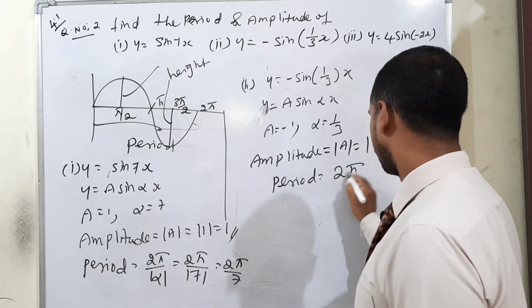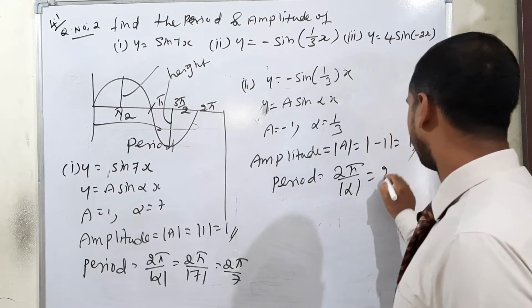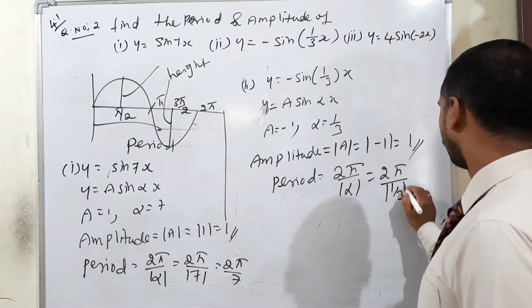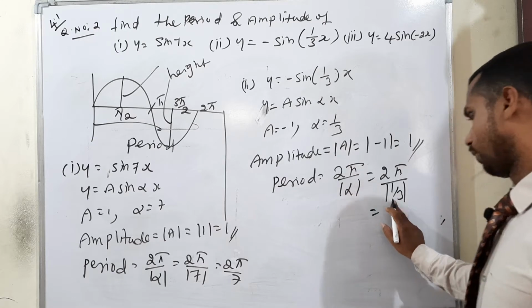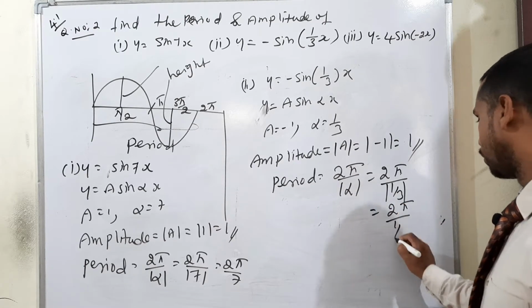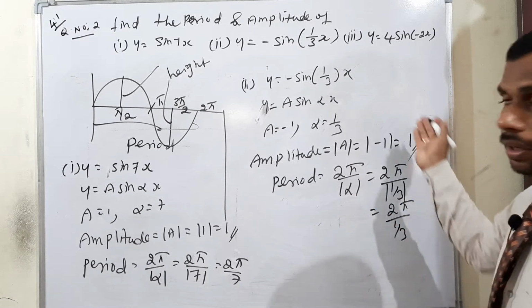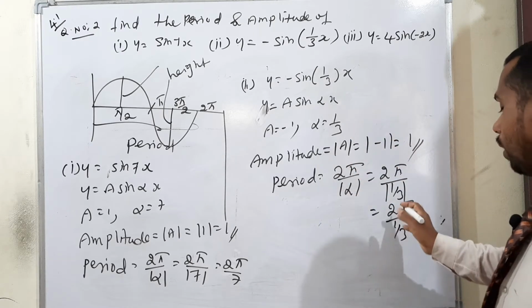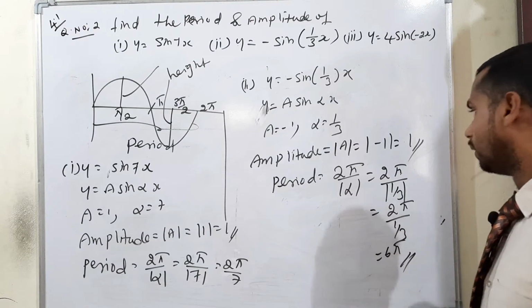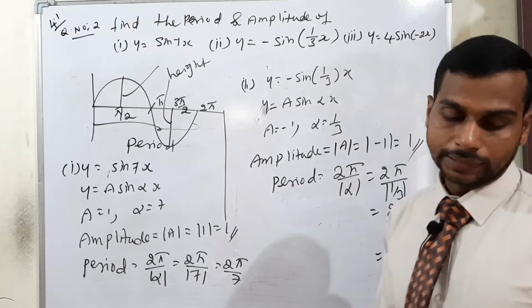is equal to 2 pi by modulus of alpha. Alpha is 1 by 3, so 2 pi by modulus of 1 by 3. Removing the modulus, since the denominator is also positive, the reciprocal of 1 by 3 is 3, which goes to the numerator. Already we have 2, so 2 into 3 means 6 pi is the period in subdivision 2. Moving to subdivision 3.